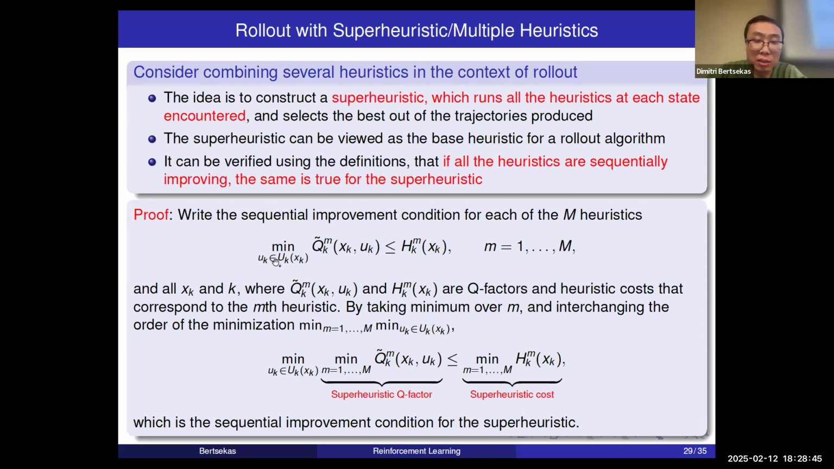And since this inequality holds, minimizing over M on both sides also holds, and exchanging the order of minimization, we reach this inequality, which is the sequential improvement condition for the super heuristic, right? Of course, again, nothing comes free here, and the price we pay is that instead of running one Q factor for each UK, now we need to run M Q factors.